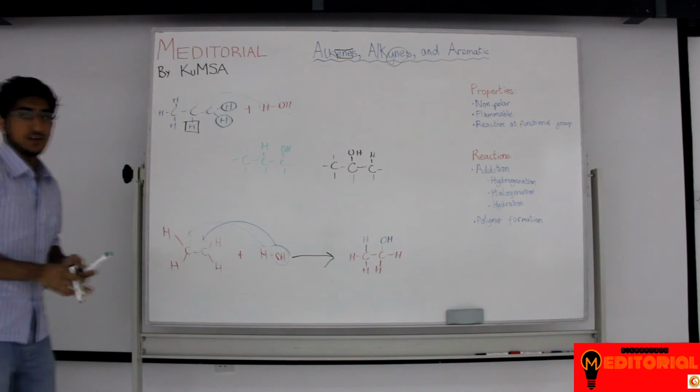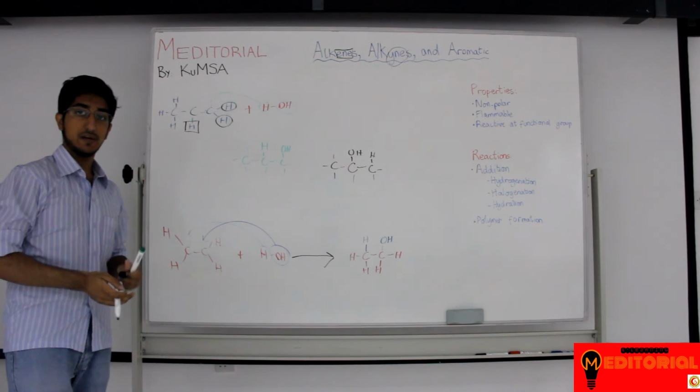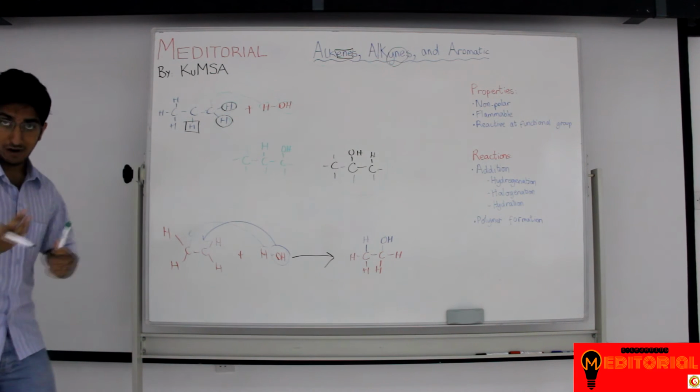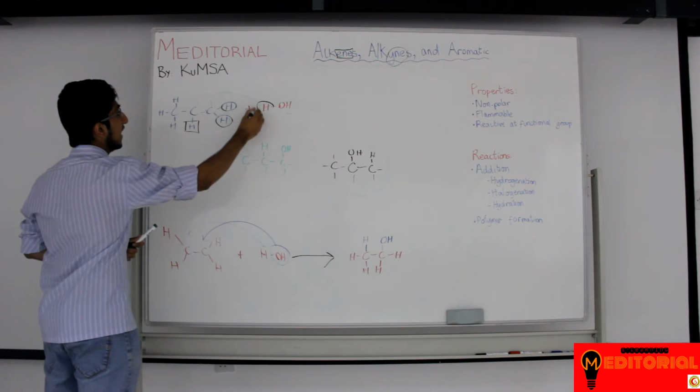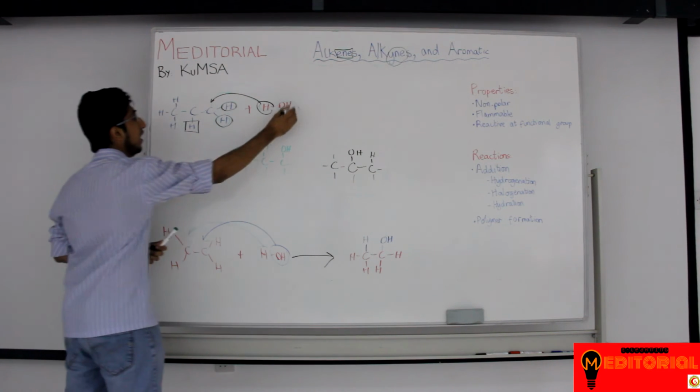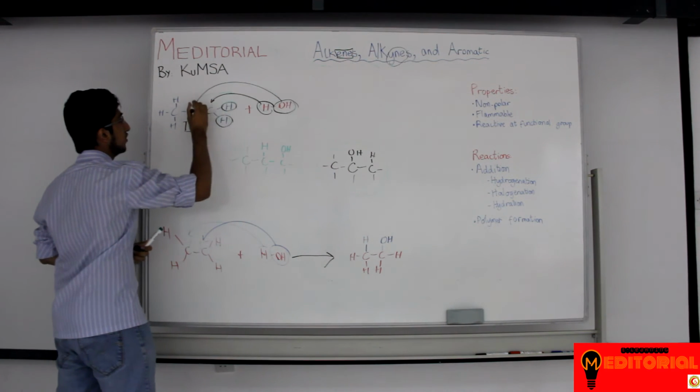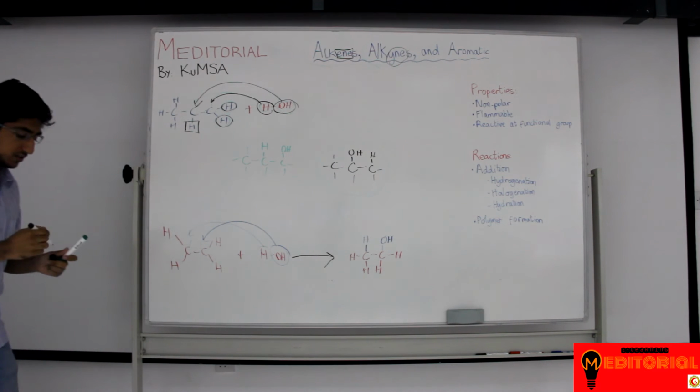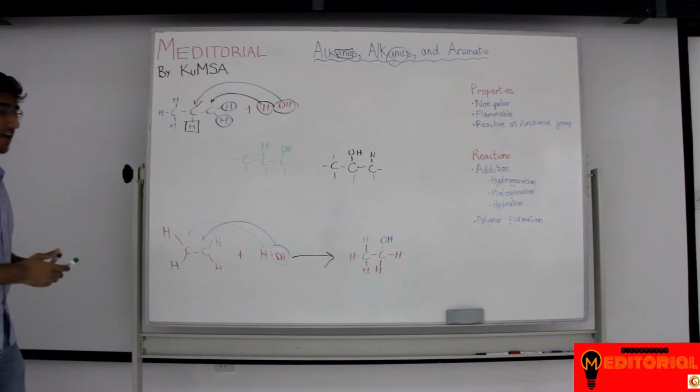Like I said with Markovnikov's rule, the rich get richer and the poor get poorer. Because this thing has more hydrogens, it's going to accept another hydrogen. And because this thing has less hydrogens, the non-hydrogen part, the hydroxyl group in this case, will then go to the part that has less hydrogen.